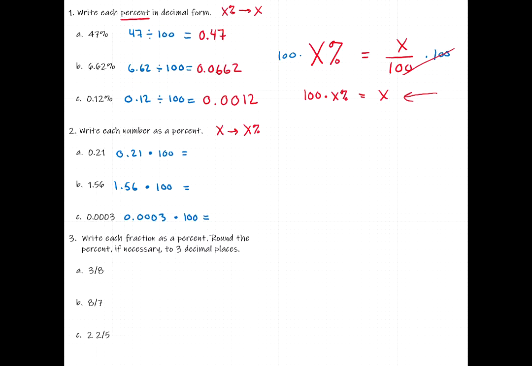Okay, so that looks like 2 places to the right. This will be 21%. And with the 1.56, that will be 156%. And finally, times 100, 2 places over, 0.3%. Let me move this decimal point 2 places.